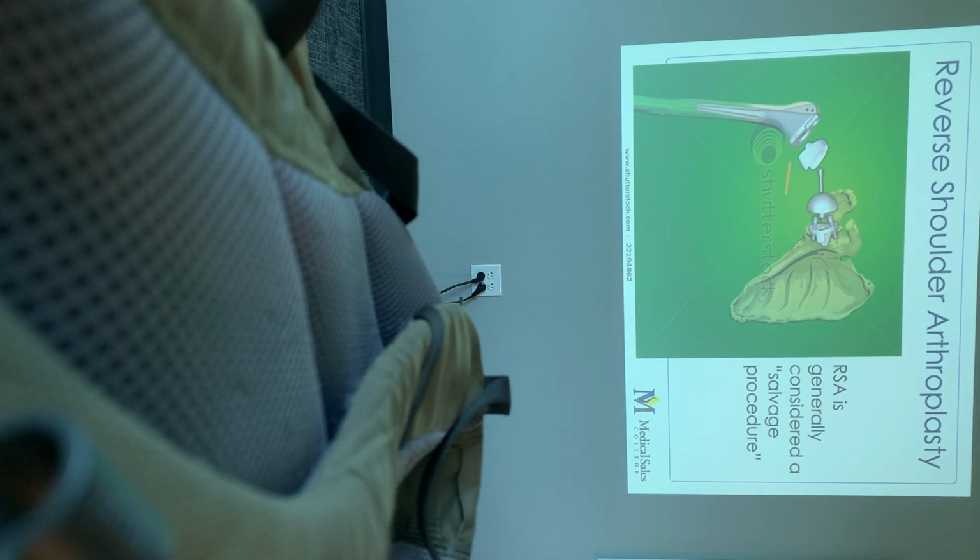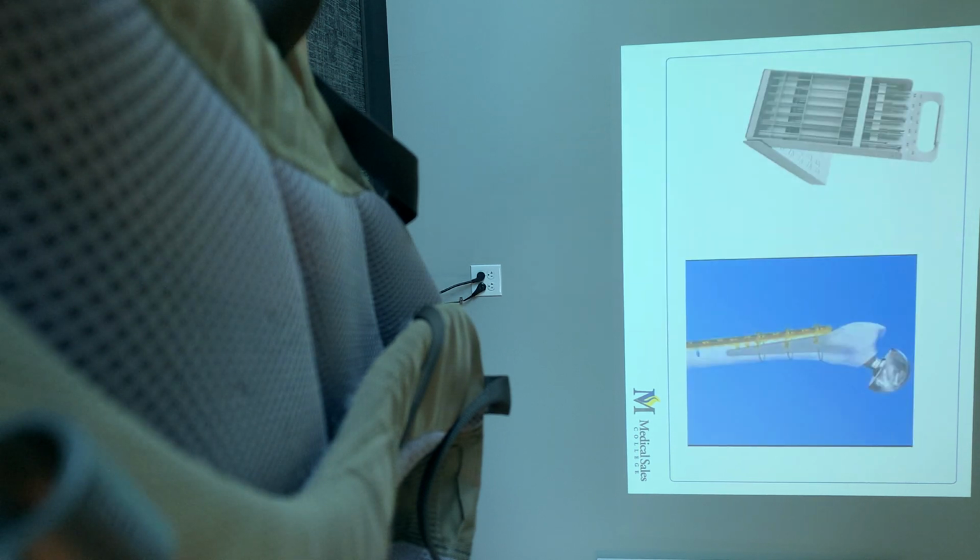And this is our reverse shoulder. What does it need? Arthroplasty. In some cases, it's a salvage procedure as a revision, but in most cases, it's still for arthropathy. The patients have lost their soft tissue balance.